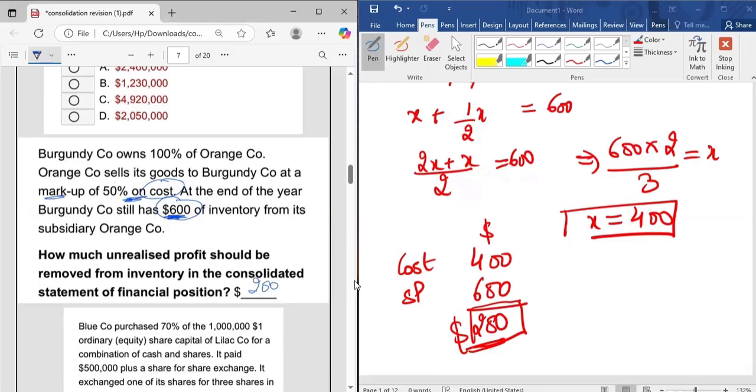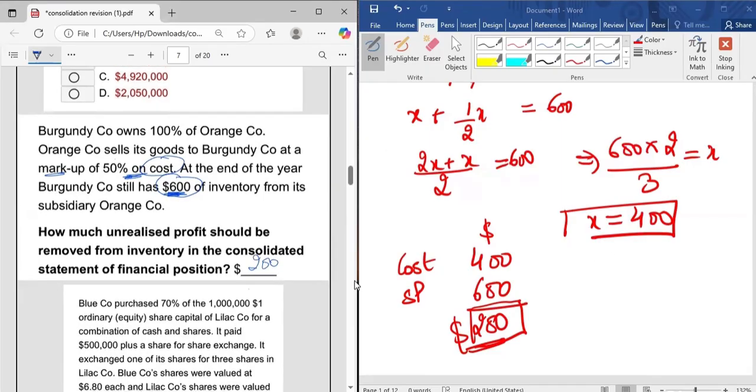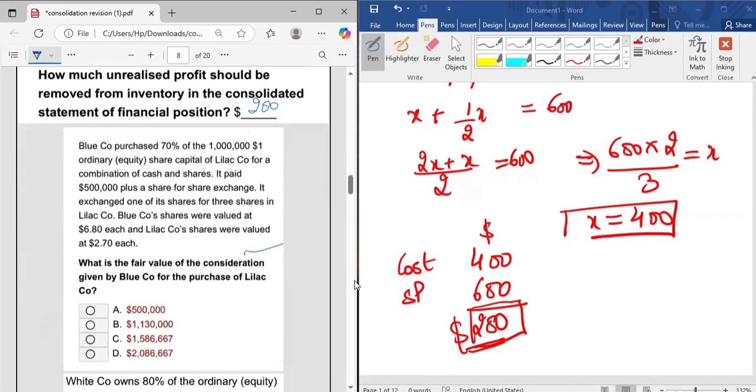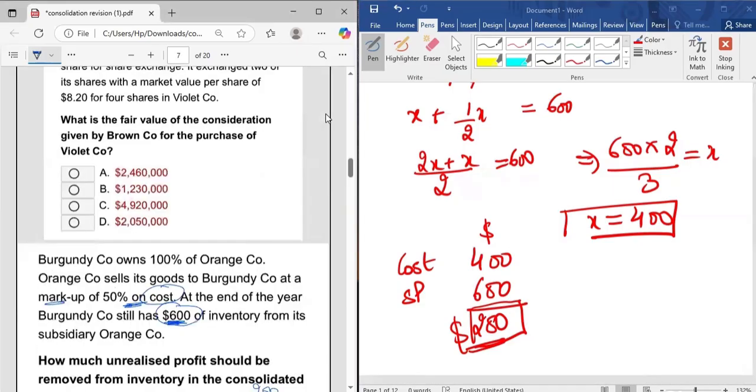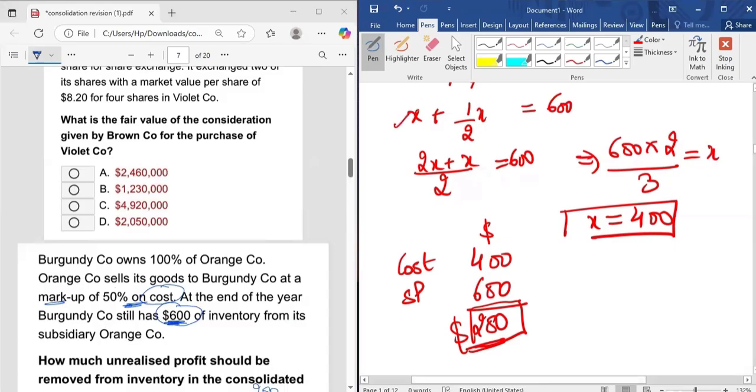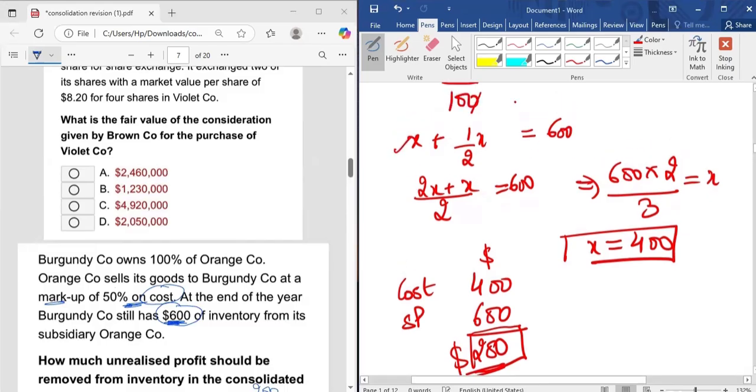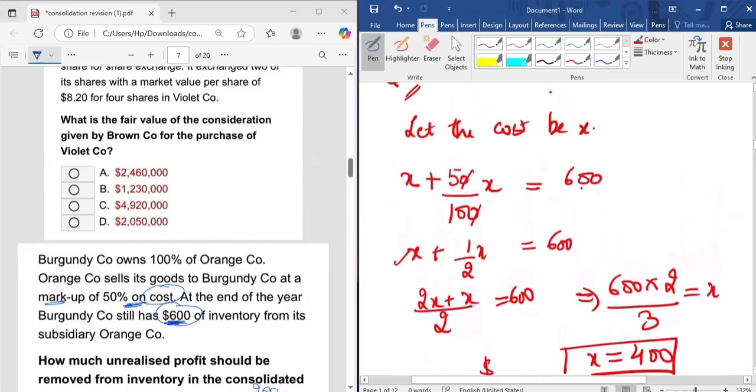Okay, now let's move on to the next question. I hope you all have understood the concept of markup. Markup is always on cost. That's why here I took X as the cost and added 50% to it to arrive at the selling price. This is the easiest method.